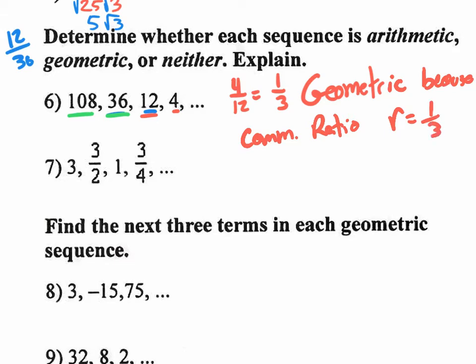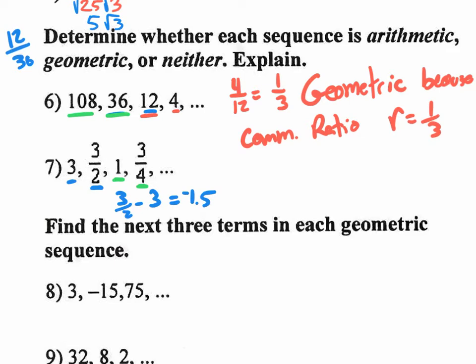Again, arithmetic has a common difference. So if you did try to take away 3/2, take away 3, did that on a calculator, 3/2 take away 3, you would get negative 1.5 or negative 3/2. And then if you tried something like 3/4 take away 1, it's not going to be a constant or a common difference. It's not going to be negative 1.5. Sorry, I didn't put the negative. So there is no common difference.